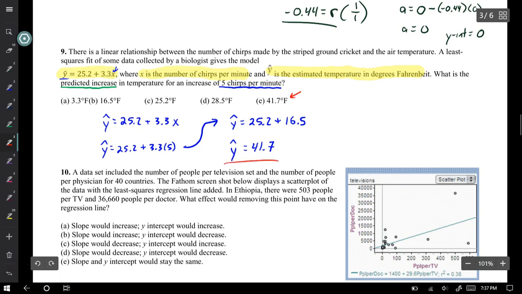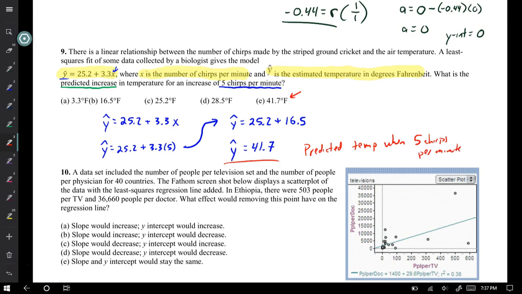But that's not what this is telling me. This is telling me the predicted temperature when there are 5 chirps per minute is 41.7. That's not what the problem is asking me. The problem is asking me what is the increase in temperature for every 5 chirps. It's not E. E is the predicted temperature when there are 5 chirps.